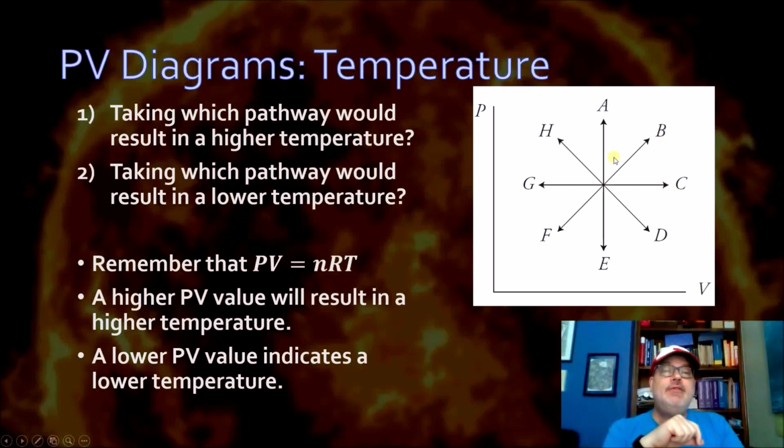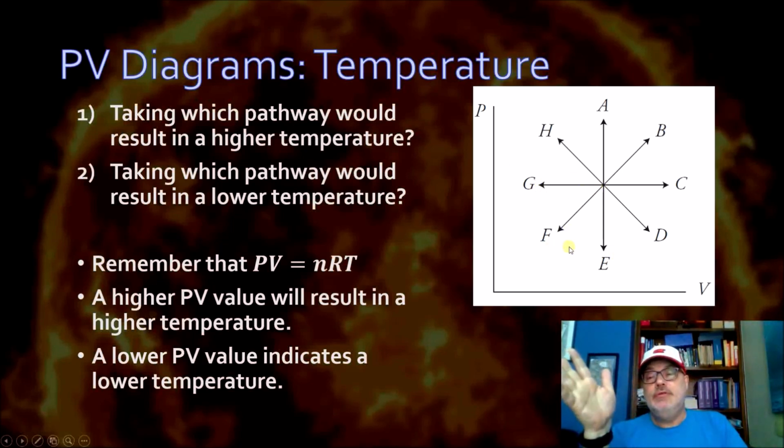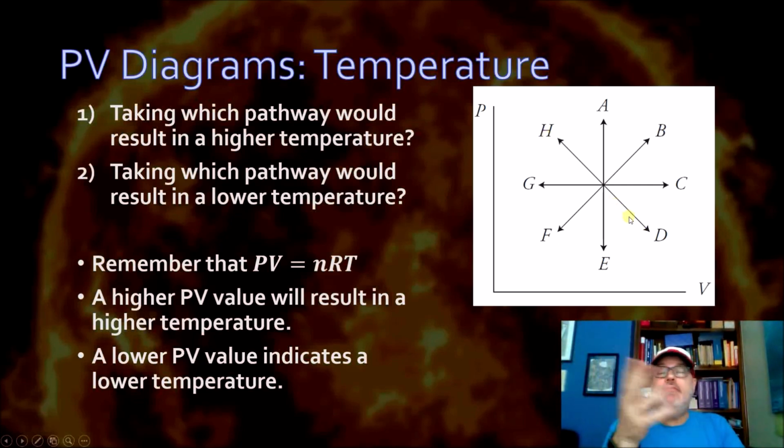Any one of these, A, B, C, will take me to a higher temperature. Conversely, a lower temperature, well, if we have to move down in pressure or volume or both, so E, F, and G will take us to a lower temperature. H and D, we have conflicting things.